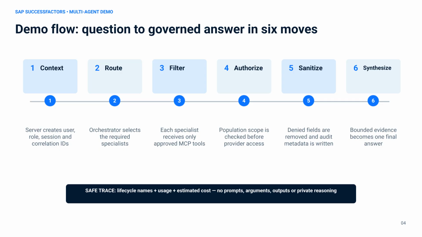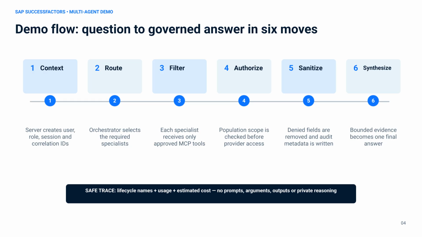Before any provider call is executed, the HR tool service verifies whether the current user is authorized to access the requested employee population. Step 5 is sanitization and audit. Denied fields and unknown properties are removed from the provider response. The application then records safe audit metadata, including the correlation ID, role, tool name, result count, outcome, duration, and source. The complete HR payload is not written into the audit log.